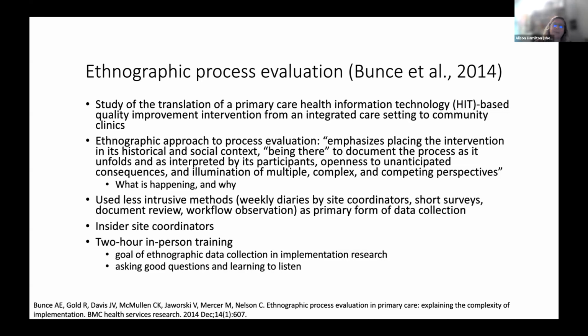And thinking about what methods we can use to document what we're observing, they chose what they called less intrusive methods as a primary form of data collection. They had site coordinators who were based at the sites. Training is something that often comes up when we talk about using ethnography in implementation science. In this case, they did a 2-hour training to help their team understand the goals of data collection and get some training in how to ask good questions and learning how to listen. Next slide, please.